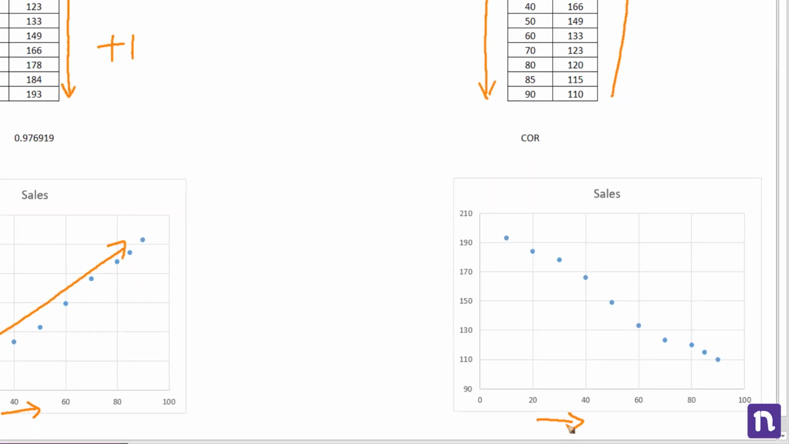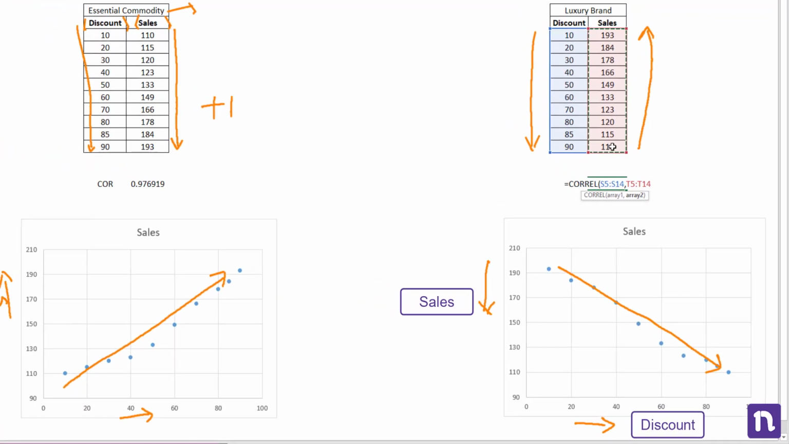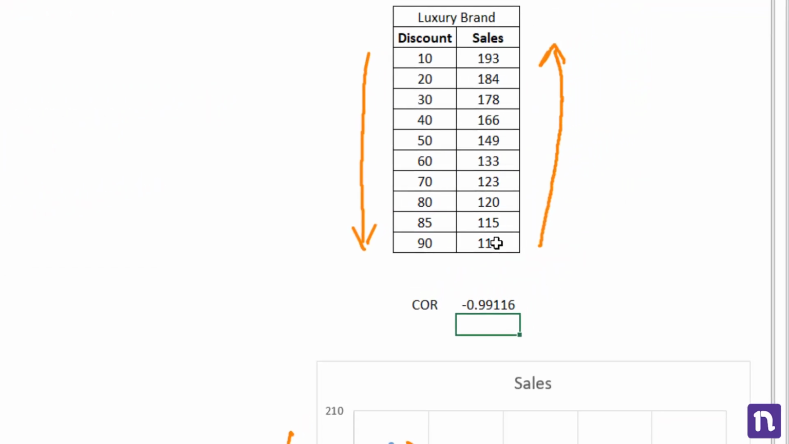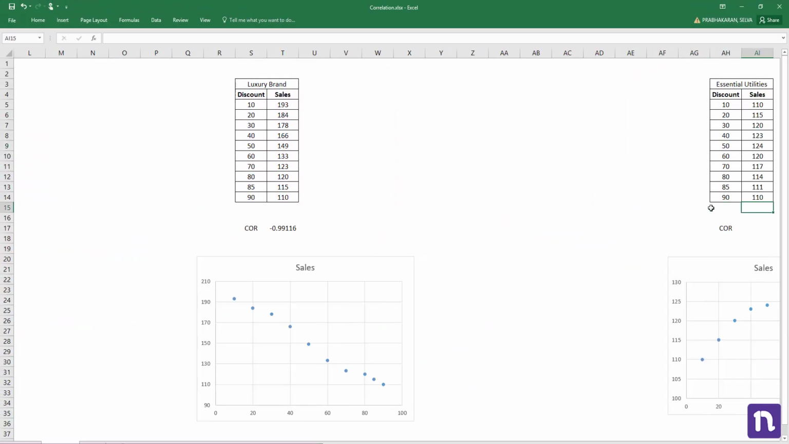As the discount is increasing on the x-axis, the sales is going down. So if you compute the correlation for this, you can expect a negative number. It's almost perfectly -1. But what if you don't see any continuously increasing or decreasing relationship?